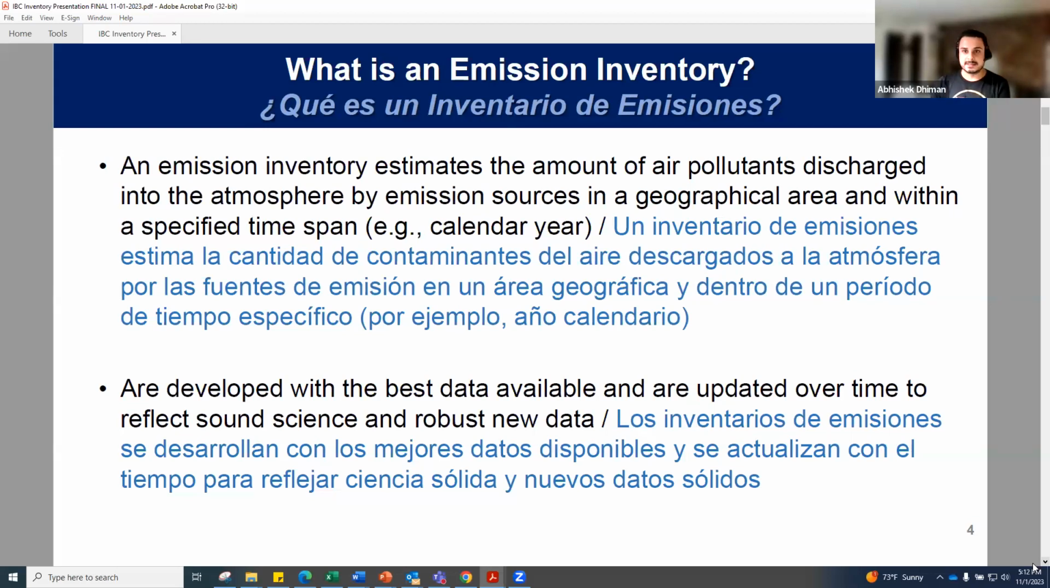An emission inventory estimates the amount of air pollutants discharged into the atmosphere by emission sources in a region and within a certain time period, like a calendar year. In this case, for IBC, we are looking at those emissions for the year of 2021 within the community boundary. Emission inventories are developed with the best data available and are updated over time to reflect sound science and robust new data. It is important to understand that the development process is continuous, iterative, and always in a state of improvement as science advances and more robust input data becomes available. There is an inherent uncertainty and limitation in emission inventories, whether they are based on self-reported emissions from the facilities that report to the district, or from estimates calculated using methodologies and other emission calculation models. Next slide, Jenny.